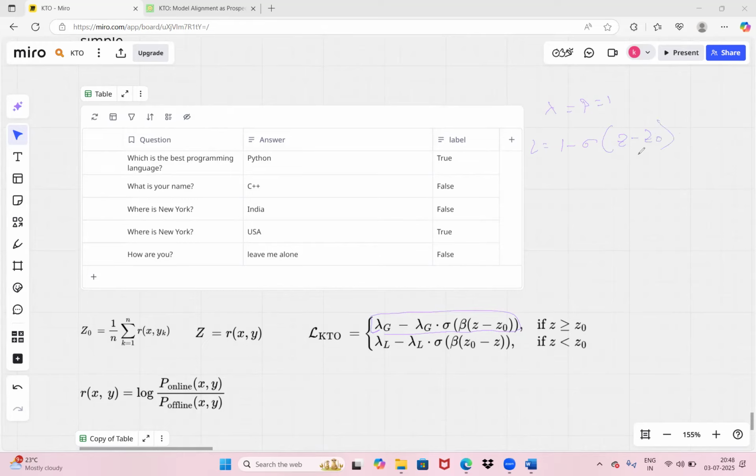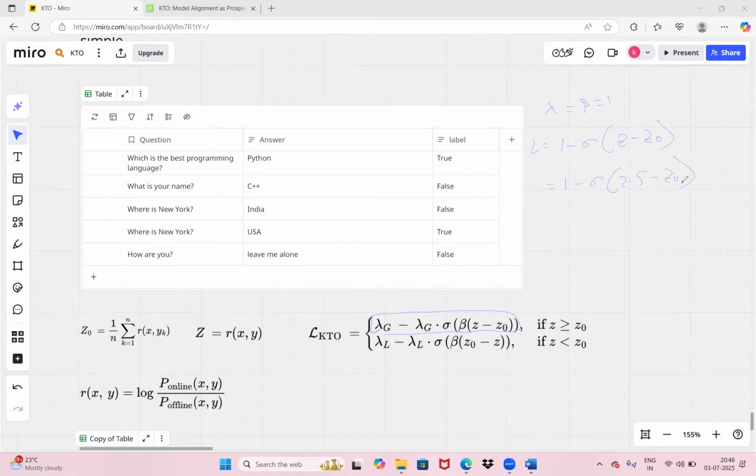So now how do you calculate z? Calculating it's pretty straightforward, right? You give a question answer pair. You give this question and answer to this reward model. It will generate some value. Let's assume the generated value is 2.5. It's equal to 1 minus sigmoid of 2.5 minus z naught.